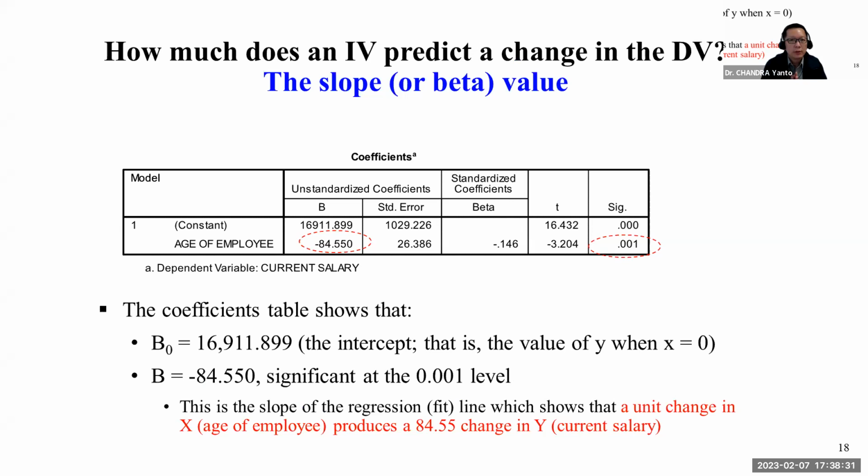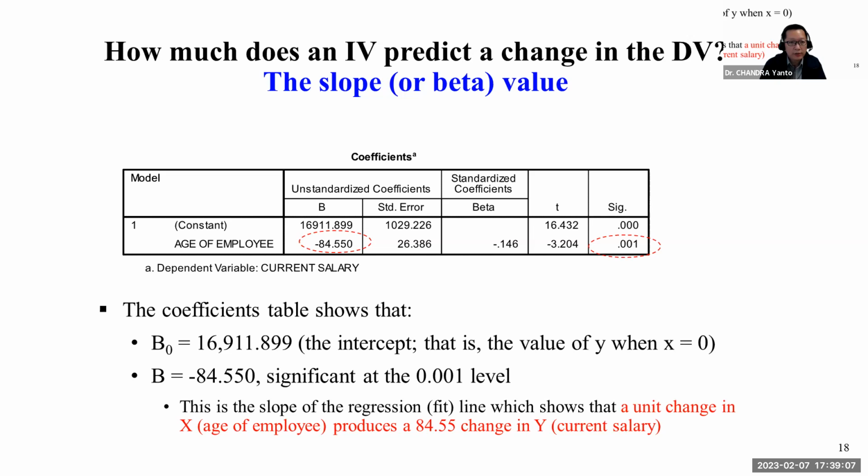Then the slope. How much can your independent variable predict your dependent variable? I think this is the most important thing that you want to know as a researcher: to what extent does my independent variable predict my dependent variable. In this study, you are interested in how much the age of the employee can predict the current salary as the dependent variable. Look at the bottom, the dependent variable is current salary.